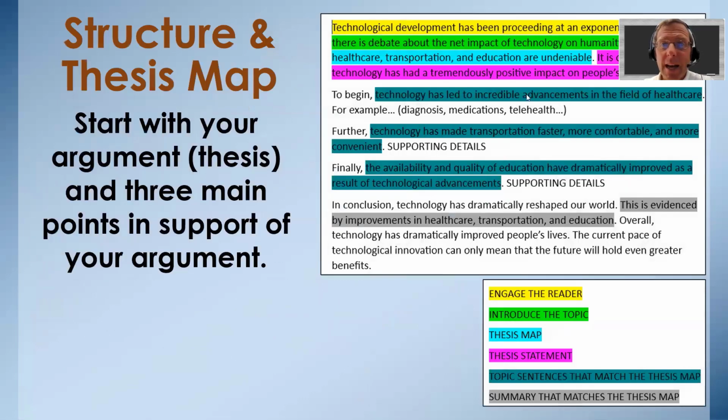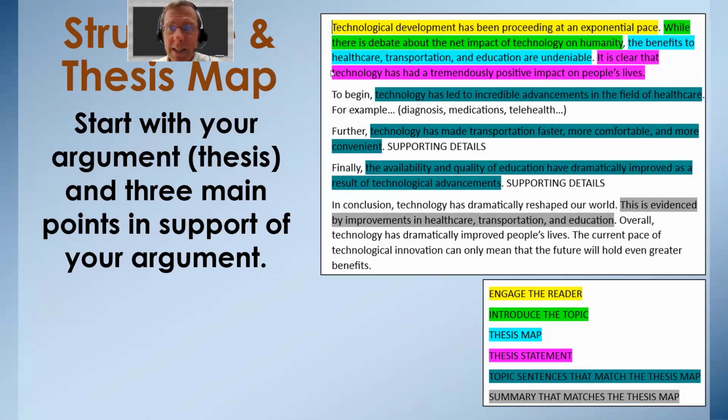Okay, so here we have our color-coded thesis map. I've engaged the reader with my first sentence there. Technological development has been proceeding at an exponential pace. I introduced the topic. Well, there is debate about the net impact of technology on humanity. I've introduced my thesis map. The benefits to healthcare, transportation, and education are undeniable.